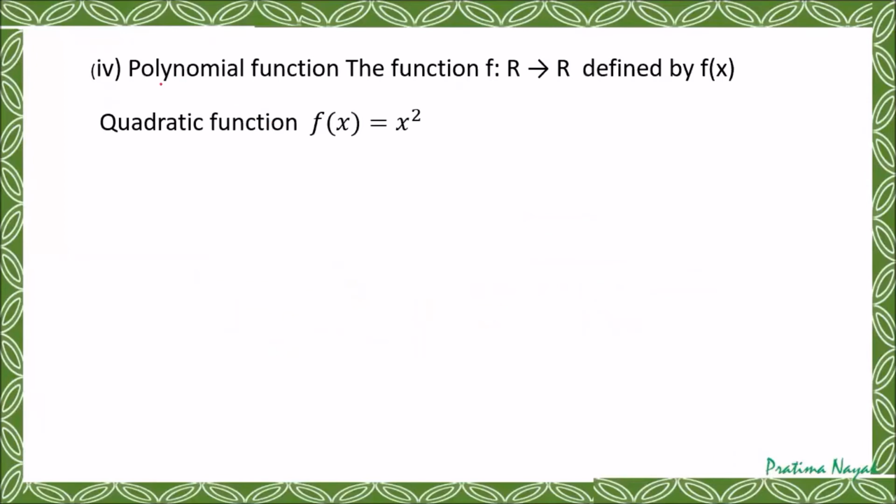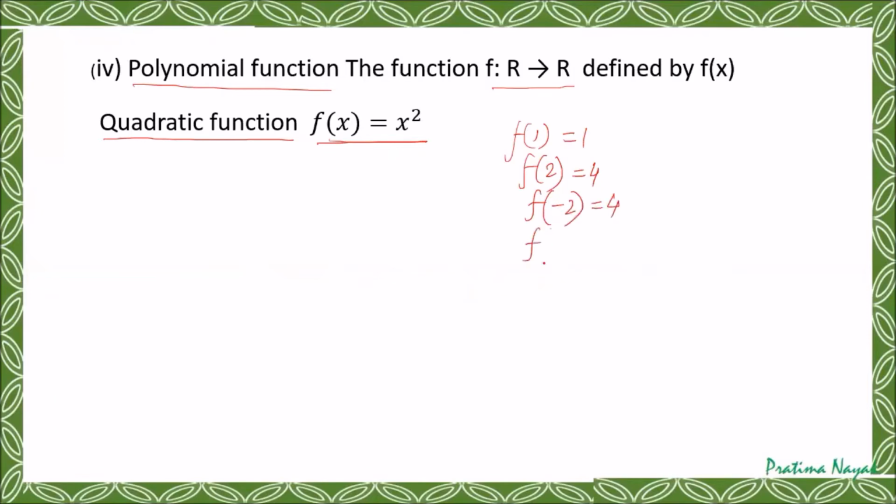Next, coming to the polynomial function. A polynomial function is defined from real numbers to real numbers. Here I have taken the quadratic function. A polynomial can be cubic, quadratic, or more than that, maybe linear. So the quadratic function is f(x) = x square. What will be the domain of this function? If I put f(1), you get 1 square, which is 1. If I put f(2), this will be again 4. If I take f(-2), you get 4. If you take minus root 2, then you get 2.